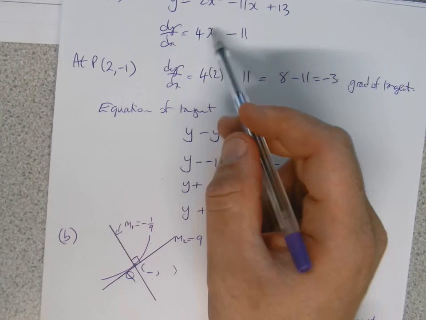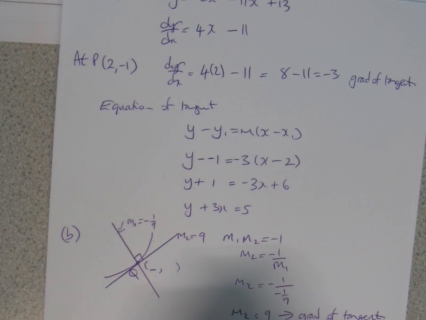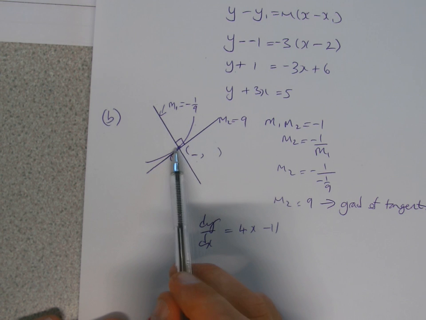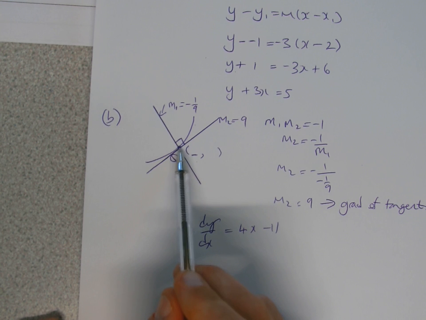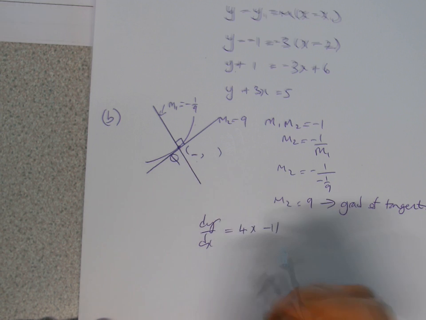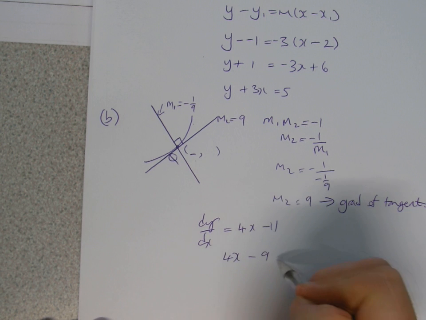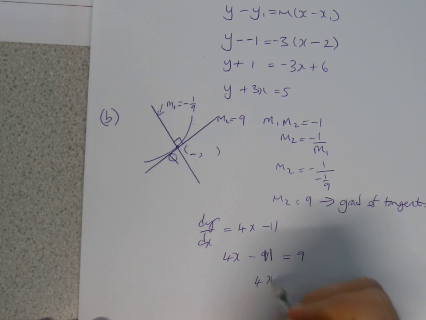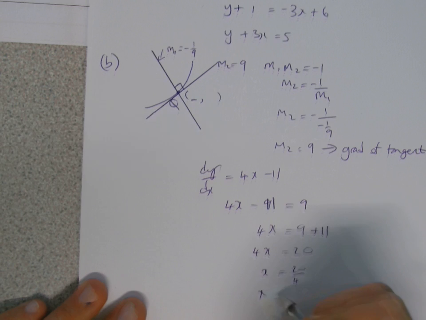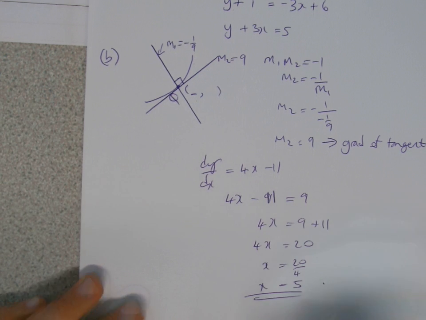If we go back to part A, we worked out dy/dx to equal 4x minus 11. Well, of course, what we say is that at Q the gradient is 9, the same as the tangent. So we can set this to equal 9: 4x minus 11 equals 9. And then you've got a simple equation: 4x equals 20, which means x will equal 5. So that's your x coordinate at Q.